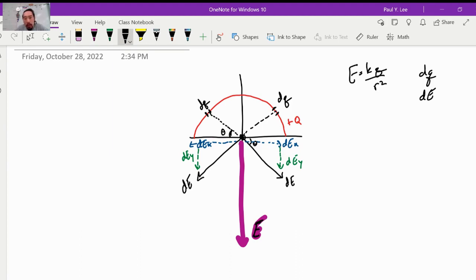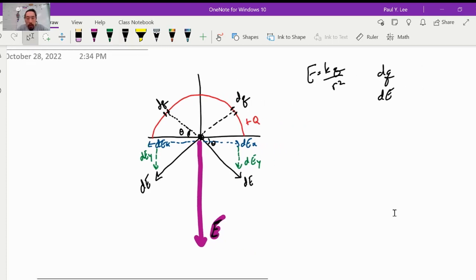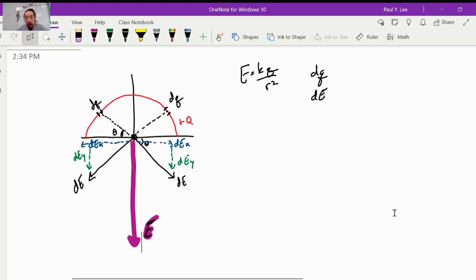So the idea here is that we use this idea called symmetry to make our math a little bit easier. Instead of having to find dEx and dEy, we only have to focus on the dEy portion because we know that all the dEx's, when they add up, will add up to 0. So only the dEys actually matter here. And that symmetry will aid us with our calculus. So let's begin. Over here on the right, I'm going to do the calculus portion.